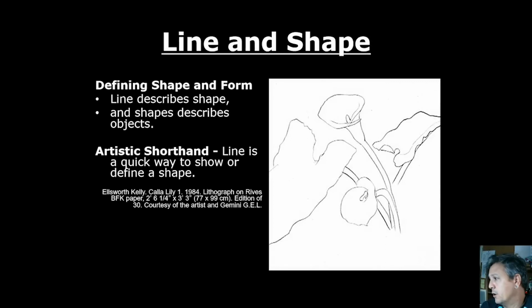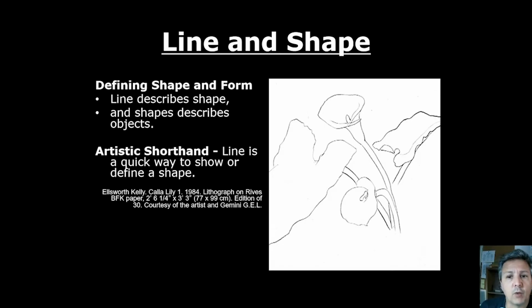Line and shape. Defining shape and form. Remember that sometimes they use form for dimensional shape, but don't confuse form with how. Remember what we talked about last week, where it was about content and form, the what and how. Here they're using the word form to describe a shape. So it can be confusing, but just try to keep that in mind.